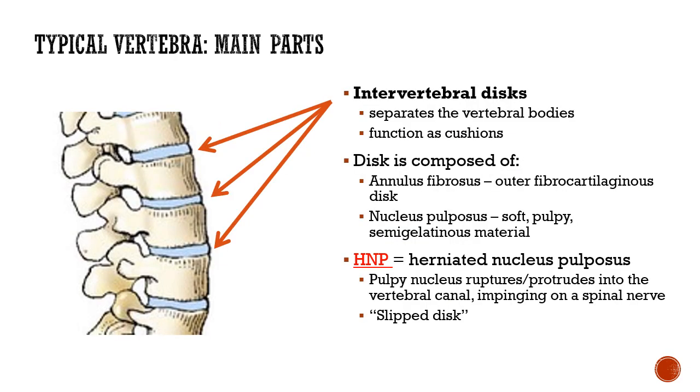The intervertebral discs separate the vertebral bodies and they function as cushions. The disc is composed of annulus fibrosus, which is an outer fibrocartilaginous ring, and the nucleus pulposus, a soft, pulpy, semi-gelatinous material. The term HNP is a herniated nucleus pulposus, where the pulpy nucleus ruptures or protrudes into the vertebral canal, impinging on the spinal cord, and that is called a slipped disc.